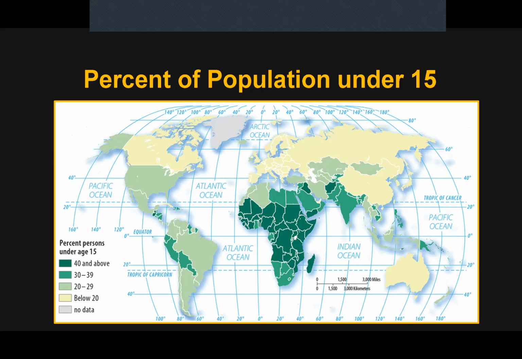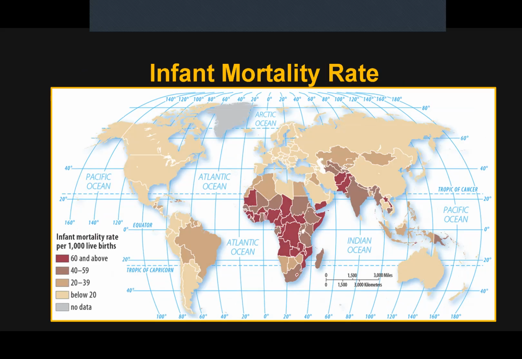And putting that all together, we have a very large percent of their population that's under the age of 15. So in those green areas, that's 40% or more of their population are under the age of 15. So they're about to come into their reproducing years. So the populations will still continue to grow for a while.